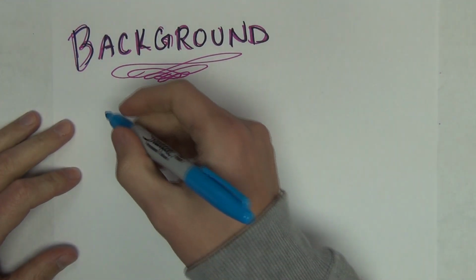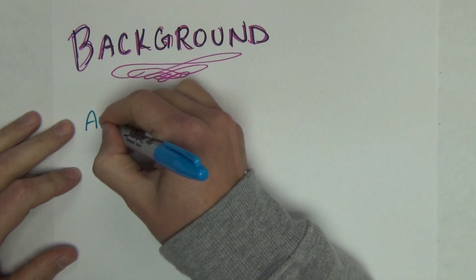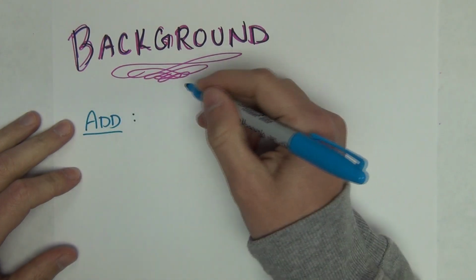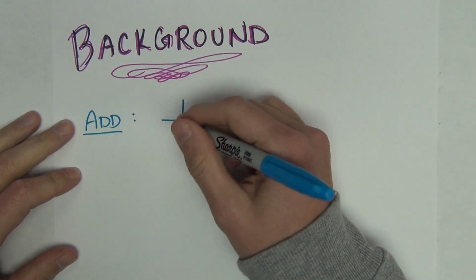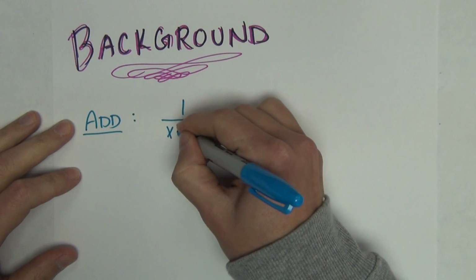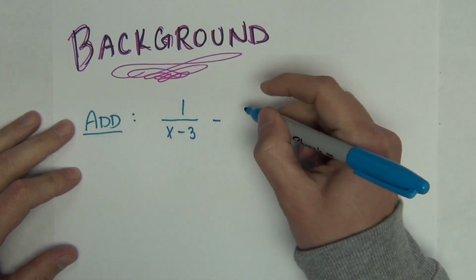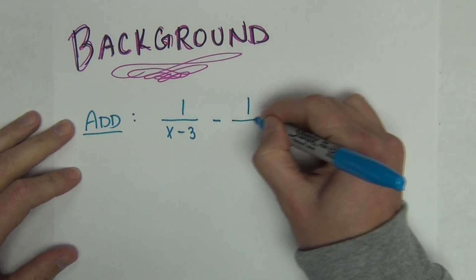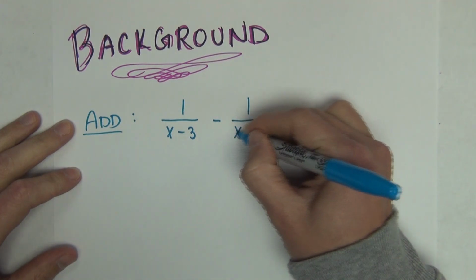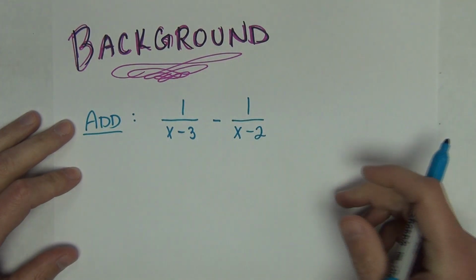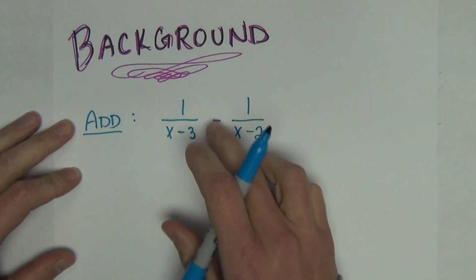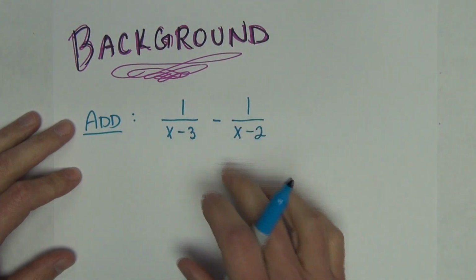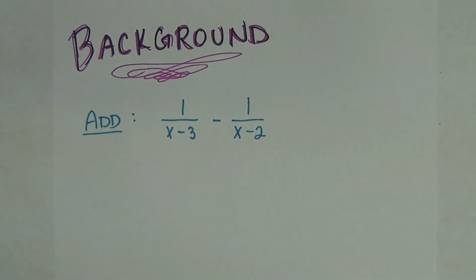Suppose that I asked you to add the fractions 1 over x minus 3 minus 1 over x minus 2. Okay, could we do that? Could we perform the addition, or in this case subtraction? I use addition loosely because we could change it to plus a negative, but could we add those two fractions together? And hopefully the answer to that question would be that yes, we could do that.